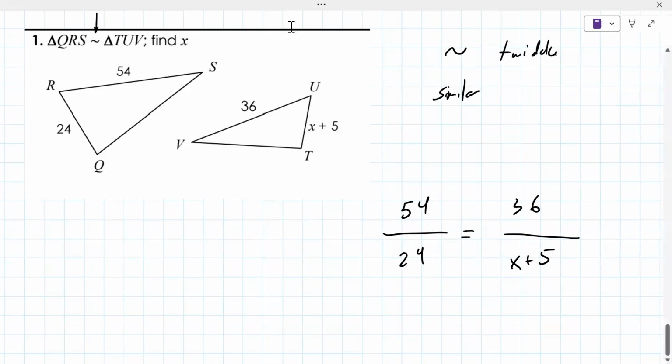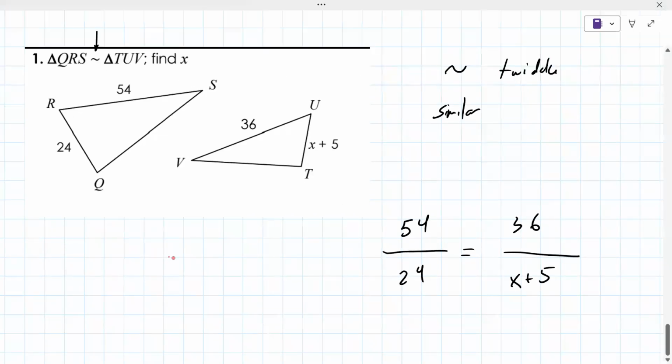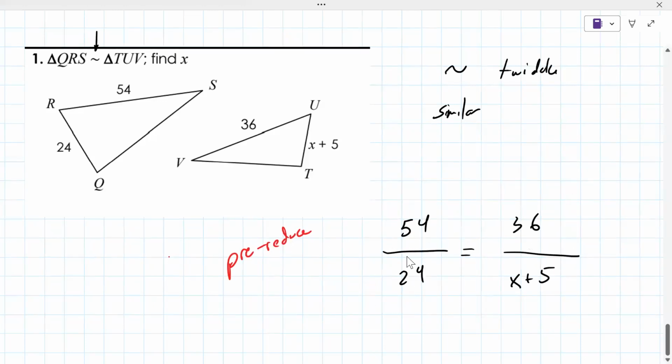Now, there's one other thing that we didn't cover that I actually think you're going to appreciate here. You can actually cancel horizontally and vertically. You can do what's called pre-reduce. So if you see a number, can you think of a number that goes into both 54 and 24? Like does 2 work? Yeah, 2. So that's 27 and 12. Is there a number that goes into both 27 and 12? 3. That becomes 9 and 4.